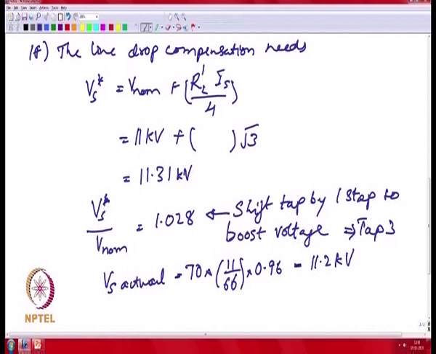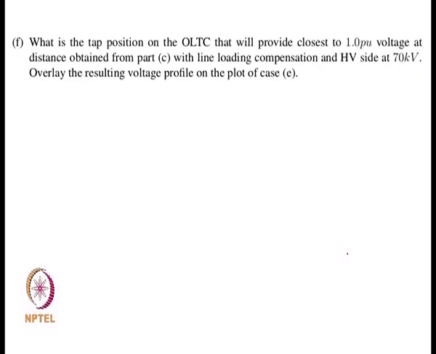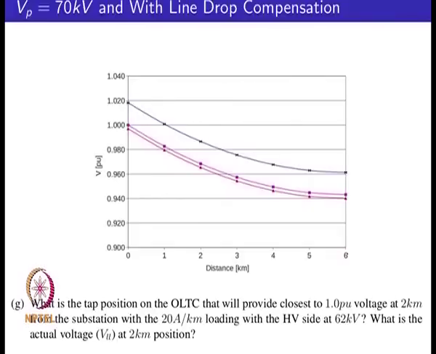So, if you look at the feeder voltage profile with the line loading compensation, the original case B was this one. In the next case, we are looking at the effect of just the voltage going to 70 kV. And here you can see that you are getting a boost effect due to the line loading compensation.